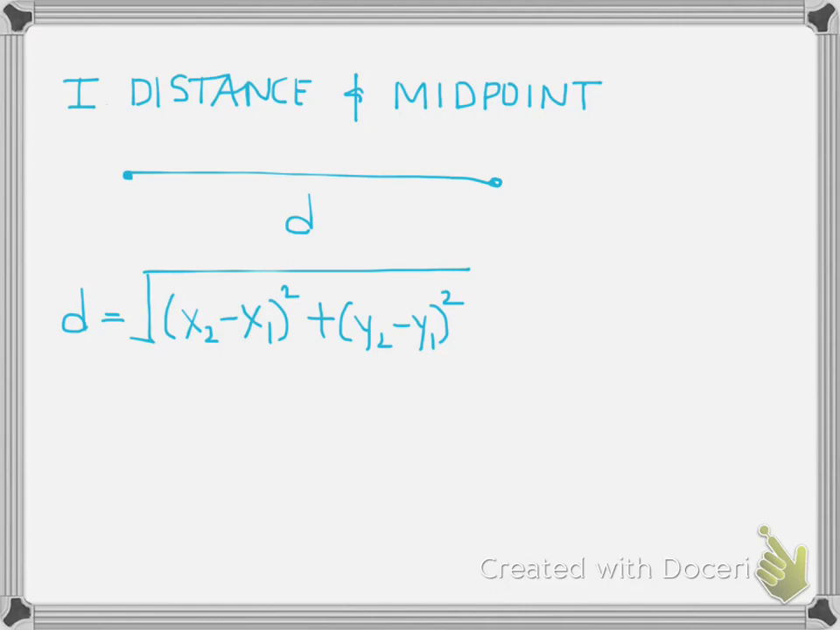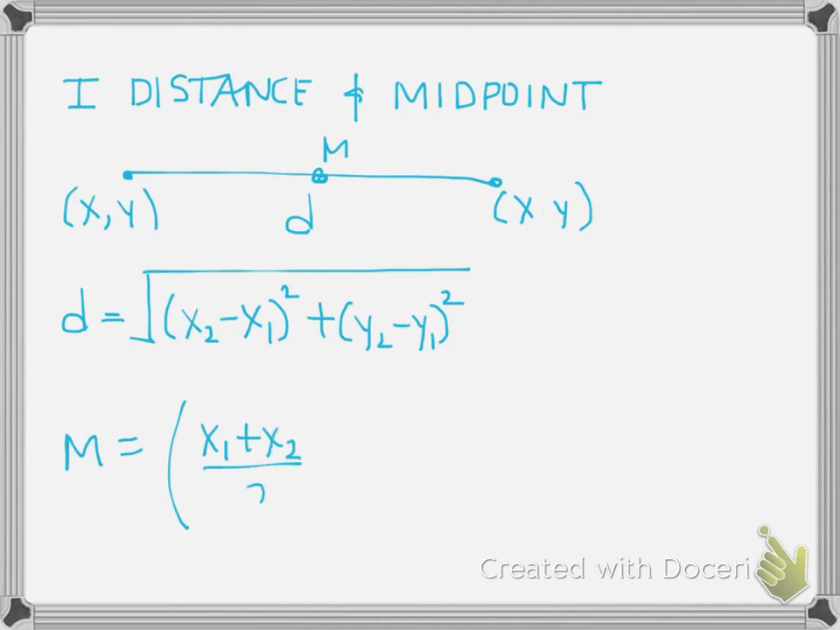Your midpoint is actually a point that lies in the middle of two ordered pairs. Okay, so remember your midpoint would be your x1 plus your x2, all of that divided by 2, and then your y1 plus your y2, all of that divided by 2. So that's your distance and your midpoint.